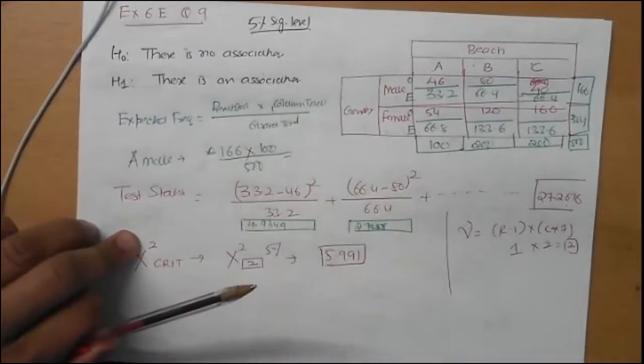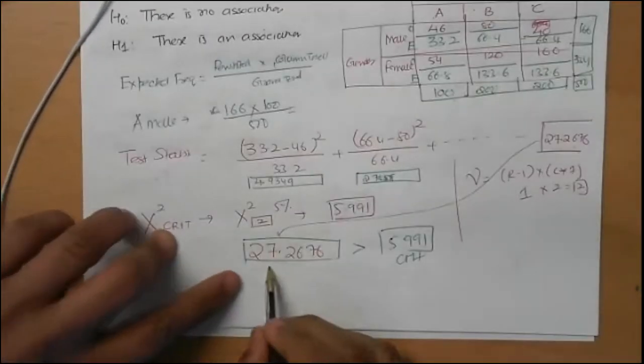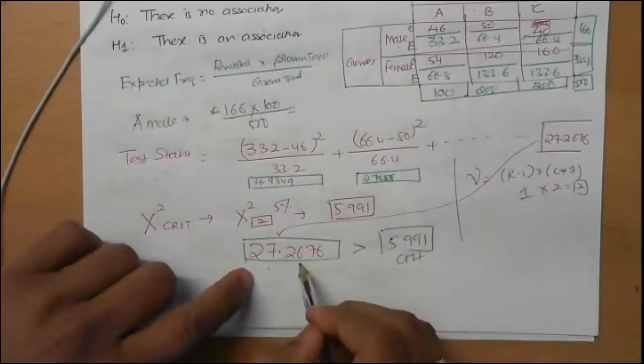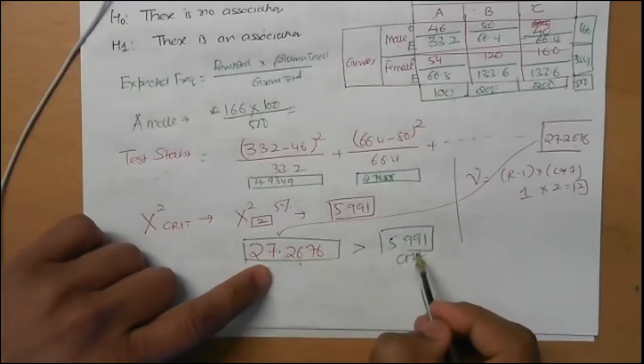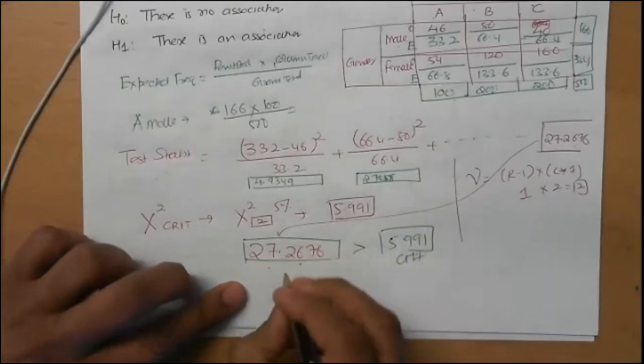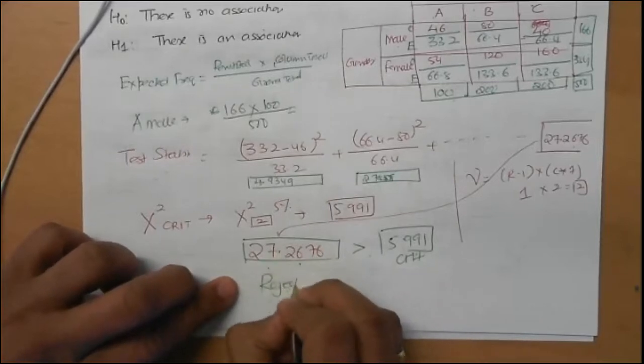5.991. And guys, what do we do after that? We compare this critical value with the observed value which we got. So guys, what happens here is that your observed value, calculated value, is bigger than the critical value. That means what? Enough evidence to reject H naught. So this is reject H naught.